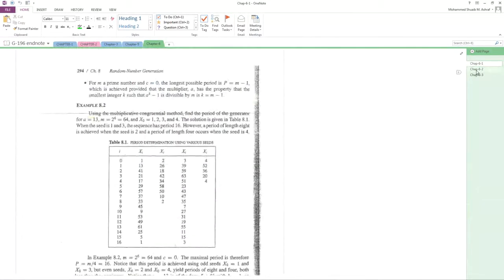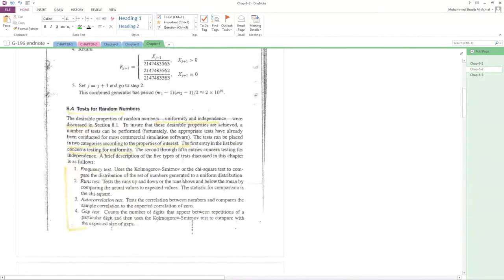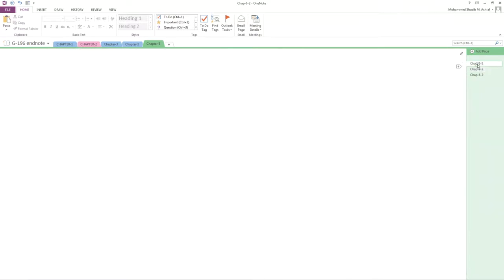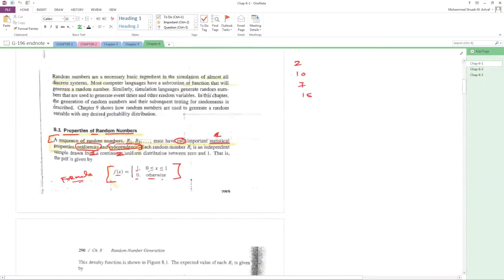So in today's class, we will discuss another topic. The topic is tests for random numbers. There are different tests that you can do for random numbers. There are the two properties, uniformity and independence. We discussed these properties at the start of this lecture, lecture number 1, chapter 6.1.